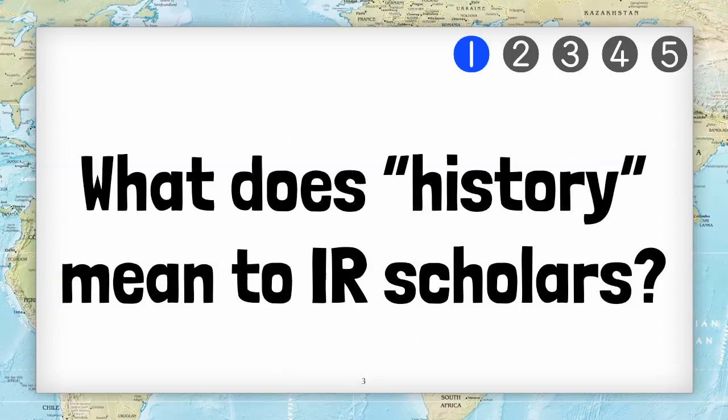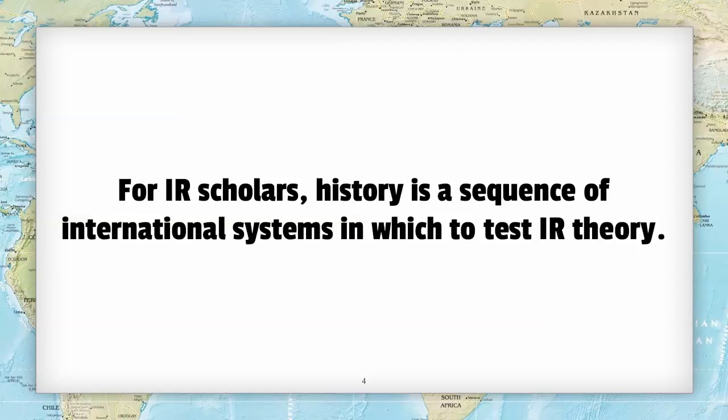But the one thing I want to focus on in this mini lecture is the idea of what history means to IR scholars, to help you to build up to this question of the international system as it exists today being an artifact of various historical processes. So what does history mean to IR scholars? The simple answer is that for IR scholars, history is a sequence of international systems. And over time, the international system has changed, its attributes have changed.